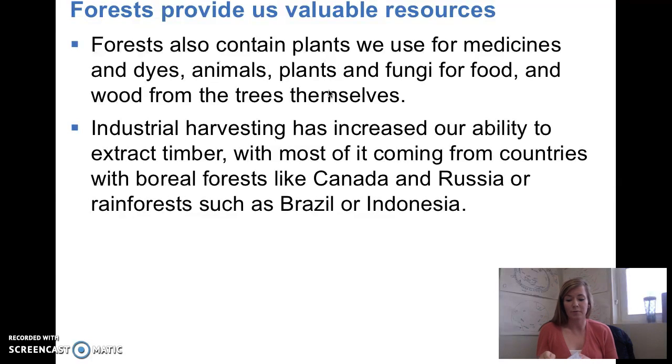Oh, so they also provide us with valuable resources. I was talking about this. So forests also contain plants that we use for medicines, dyes, animals, plants, and fungi for food, and wood from trees themselves. Basically, your book goes into this big long list of the different things that plants have allowed us to do.